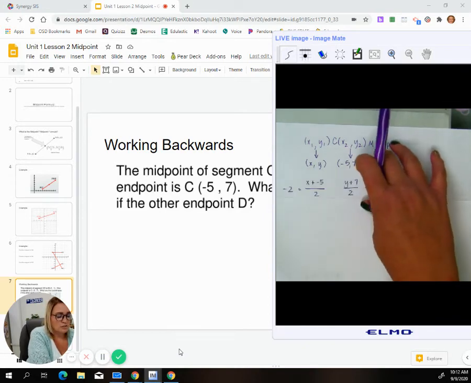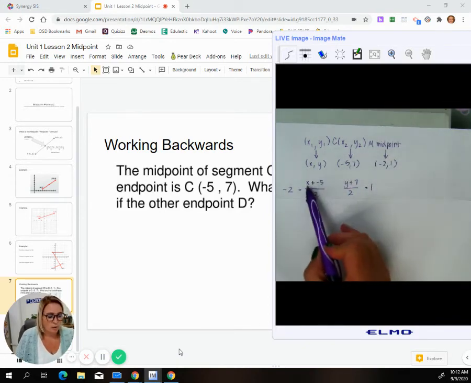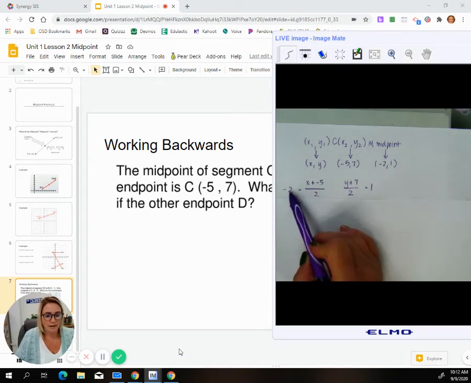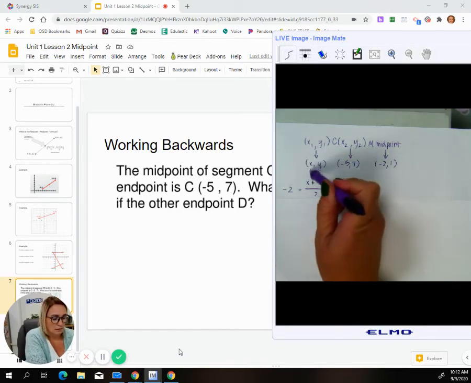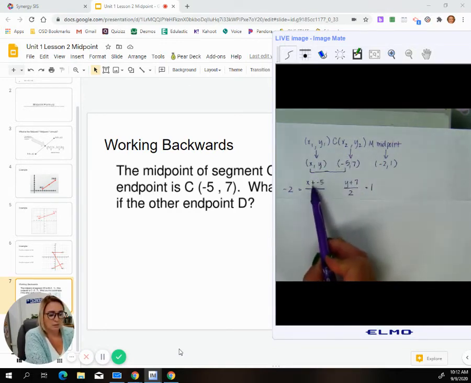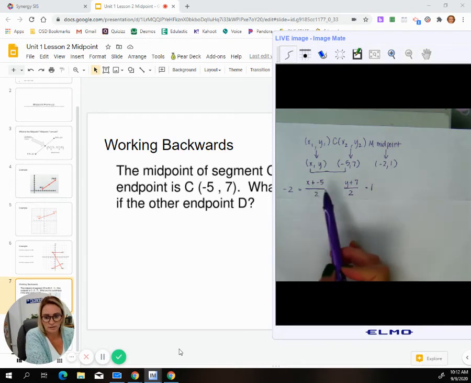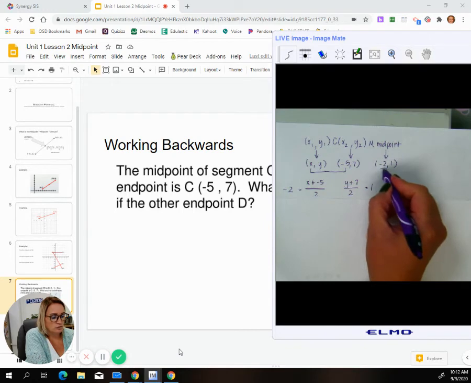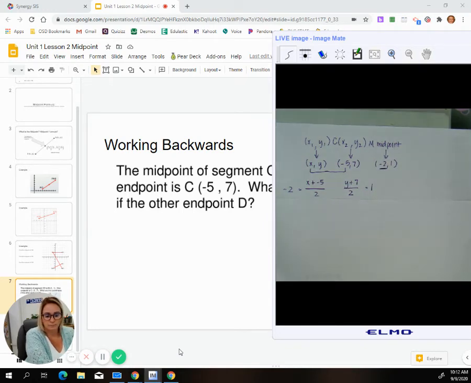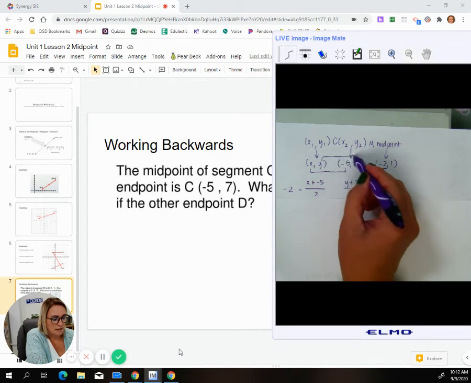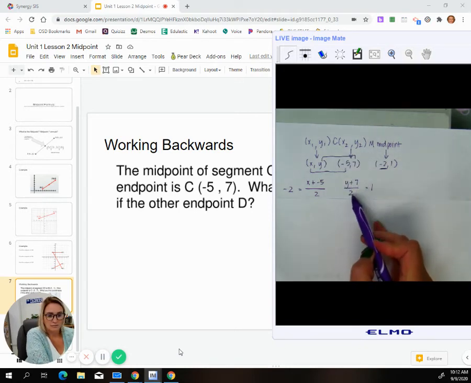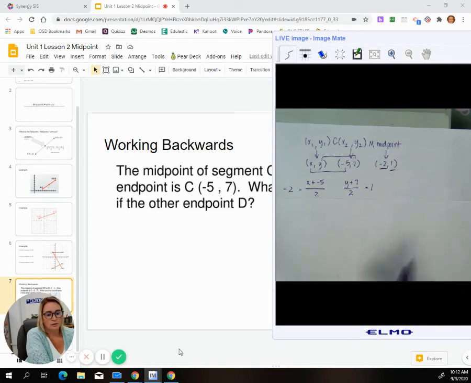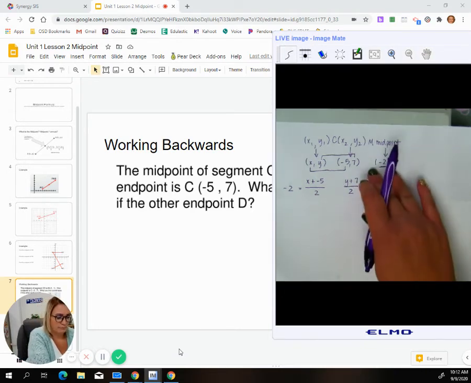So now we're going to use that formula, (x1 + x2) divided by 2, but now we have to set it equal to the midpoint answer. We don't have x, but we have negative 5. So (x + negative 5) divided by 2, because that's always our midpoint formula, has to be equal to the midpoint of negative 2. Same thing on this side, (y + 7) divided by 2 has to be equal to the midpoint of 1. And now we have two equations where we can work backwards and solve.